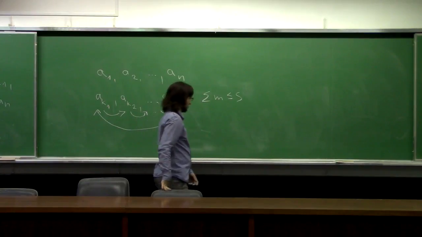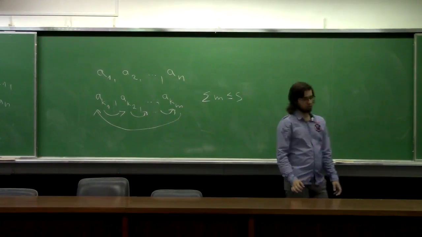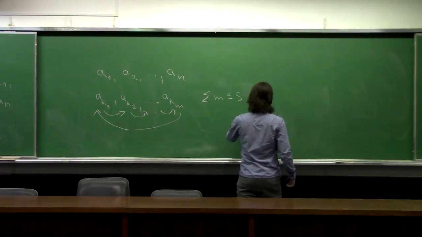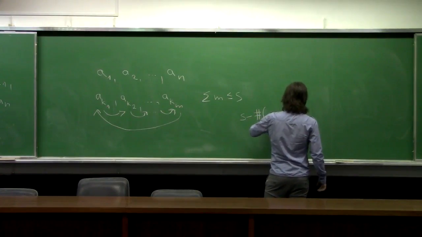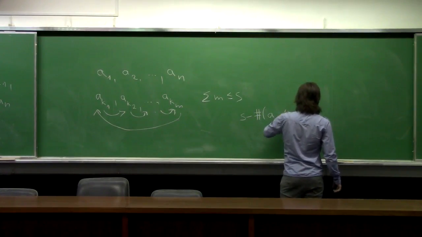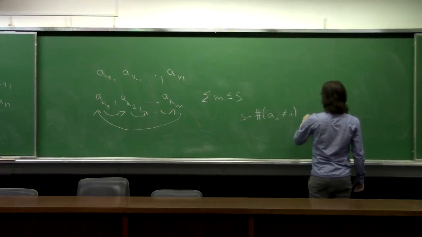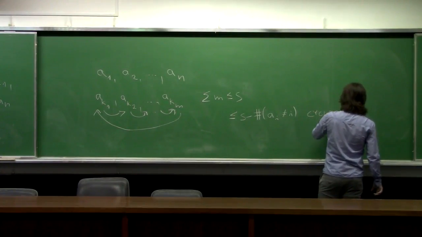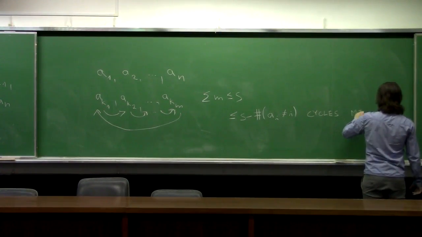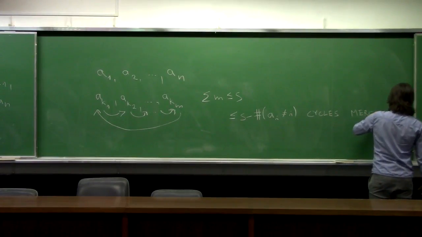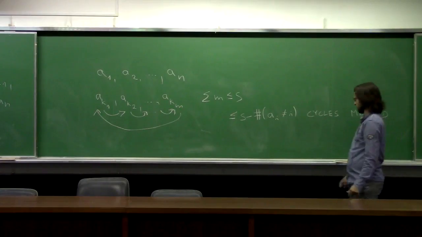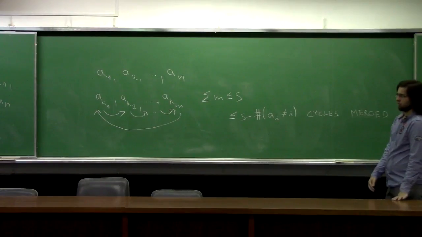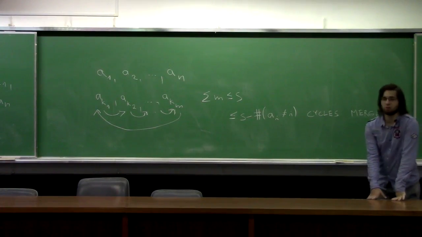So the total size would be that, and this gives us a constraint that we can't chain together more than s minus the number of integers ai not equal to i cycles. So only this many cycles can be merged, whatever operations we perform.